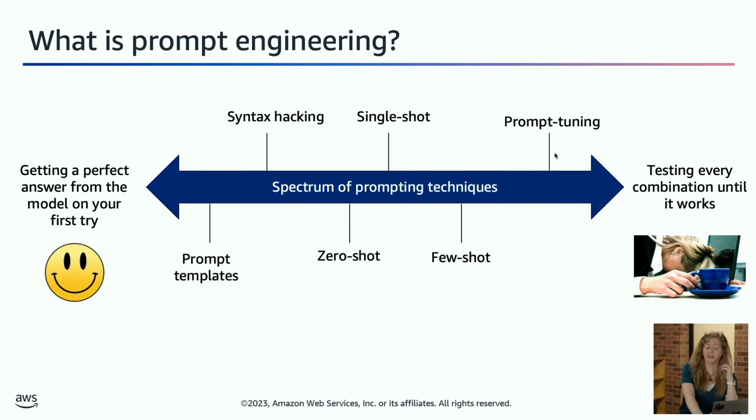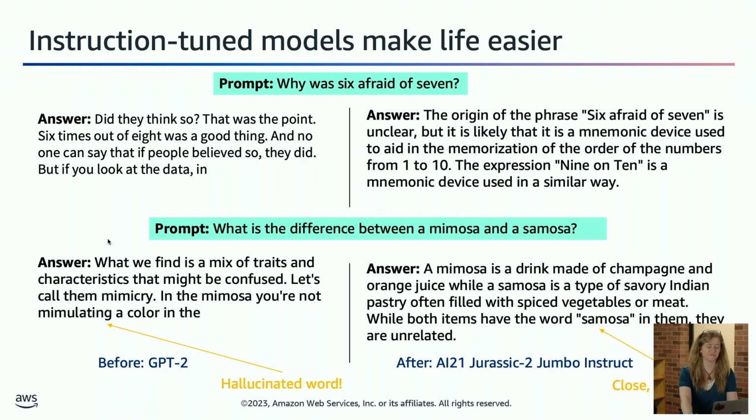Prompt tuning is a very complex technique that you can do if you want to, which actually lets you train vectors. You're generating these vectors and training them using backprop to create vectors that are task specific. We're not going to dive into that today, but you can. And obviously on the far end of the spectrum is pure exhaustion, just trying everything until it works. And so we want you and your customers to be up here as much as possible. So let's see how we get there.